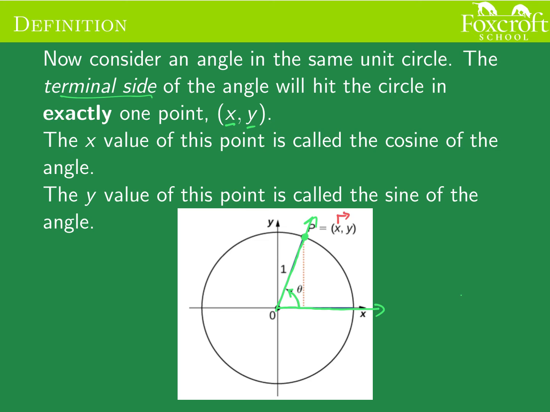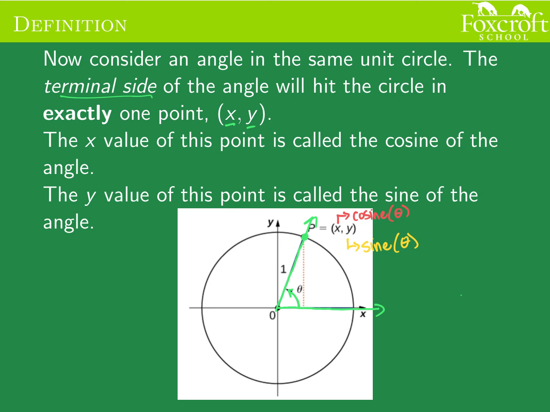That x value we call the cosine of whatever angle we're talking about. In this case, it's called theta. And the y value we just call the sine of whatever angle we're talking about. In this case, it's theta. So if I plug theta into the sine or cosine function, it's just giving me that x or y value.